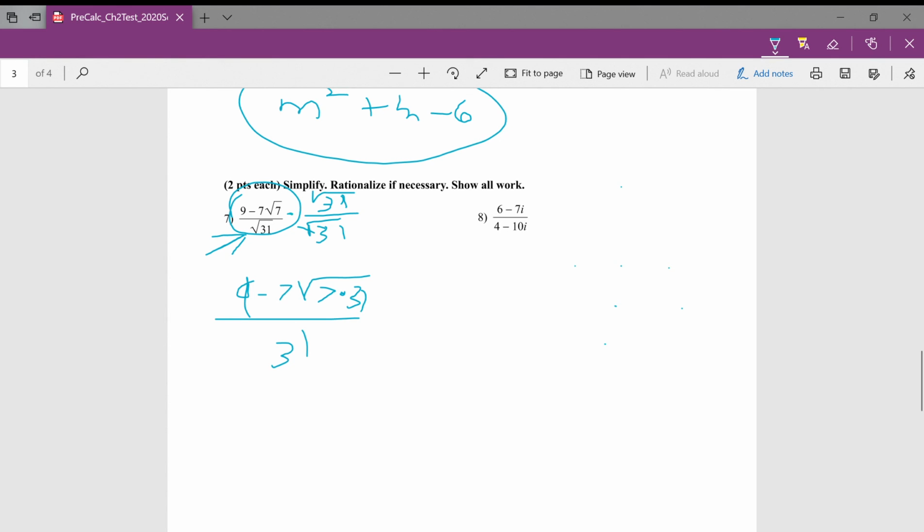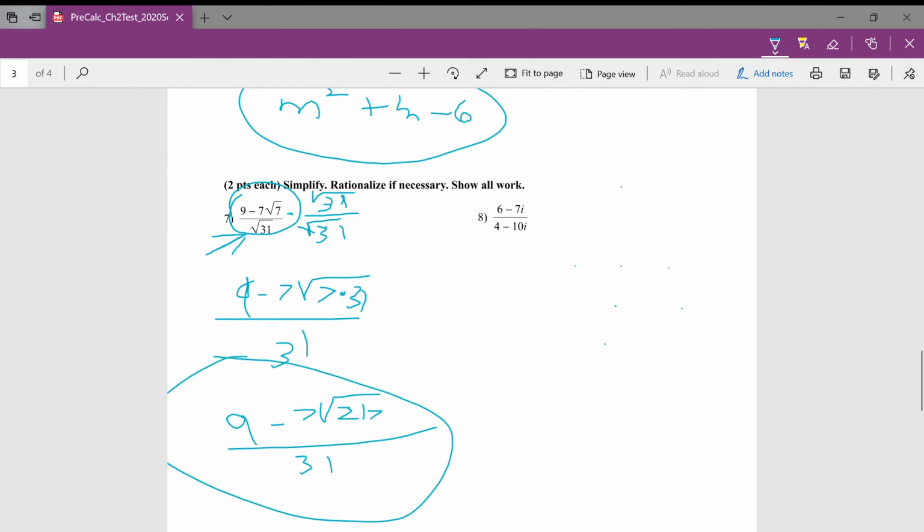Okay, yeah, so we have 31 on the bottom. Because these cancel out when you square them, and then you just multiply these two together on the inside. You get 217, and that can't be simplified further over 31, and this is your answer.